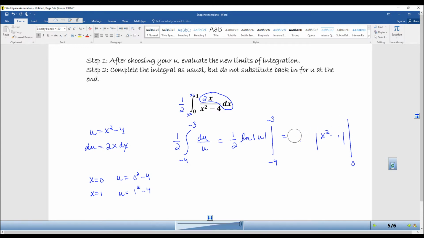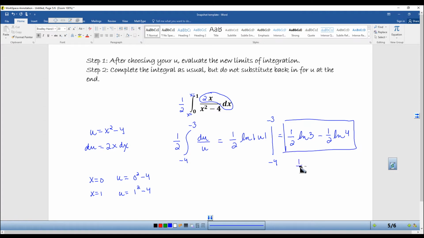But the point of this lesson is to show you that you can actually just stop here. Don't substitute back in. If you find the new limits of integration, then you can just plug them in at this point. 1/2 ln of, and the absolute value of -3 is just 3, minus 1/2 the natural log of the absolute value of -4, which is just 4. So that would be your answer.